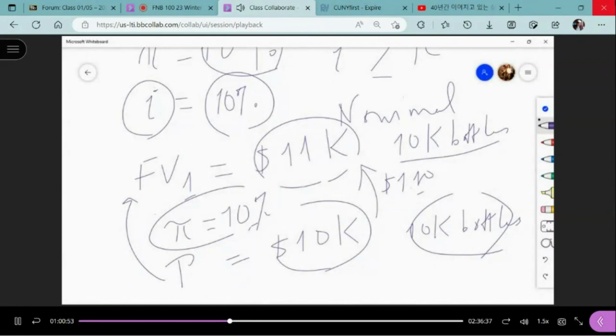You can say, oh, it's still 10,000 bottles. It's still 10,000 bottles. But actually, the purchasing power of your money went down, because with 11,000, you should be able to buy 11K bottles, but you can buy only 10,000 bottles. So the purchasing power of your money has gone down. This is the effect of inflation. Of course, we know all that.